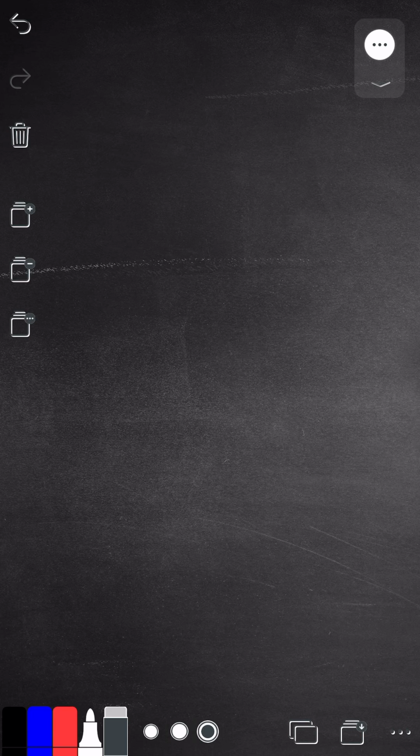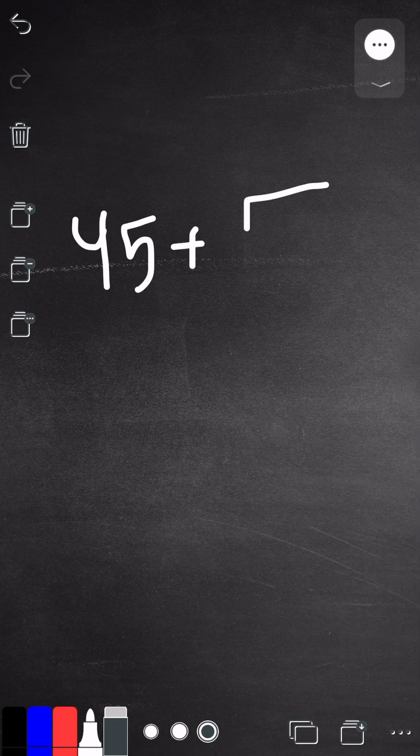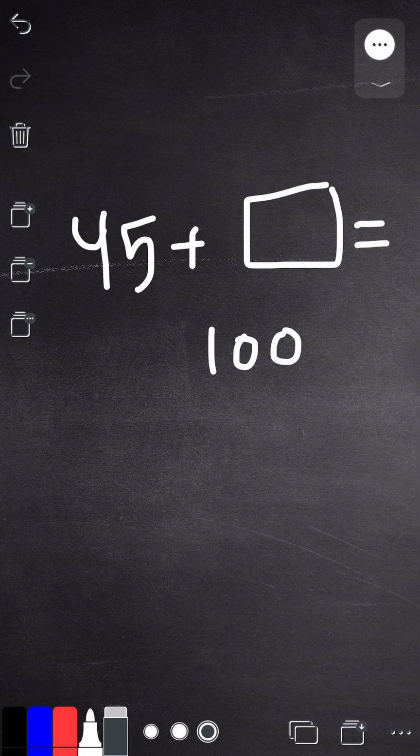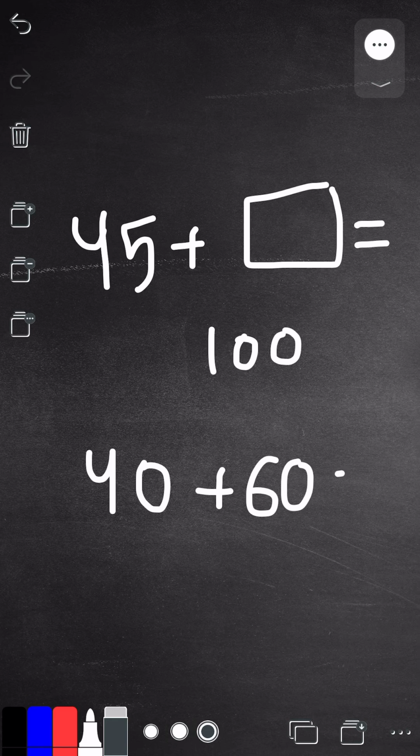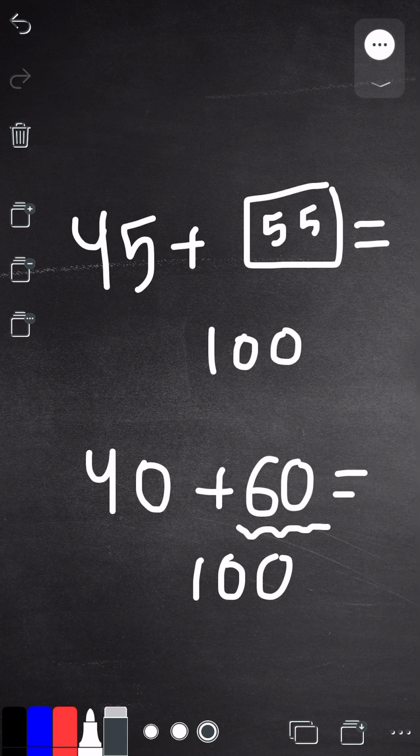All right, let me give you another example. Let's say we have 45 plus what equals 100. We know that 40 plus 60 equals 100, right? But the 40 took away 5 from the 60. So here we know that 60 minus 5 equals 55, and that's the answer.